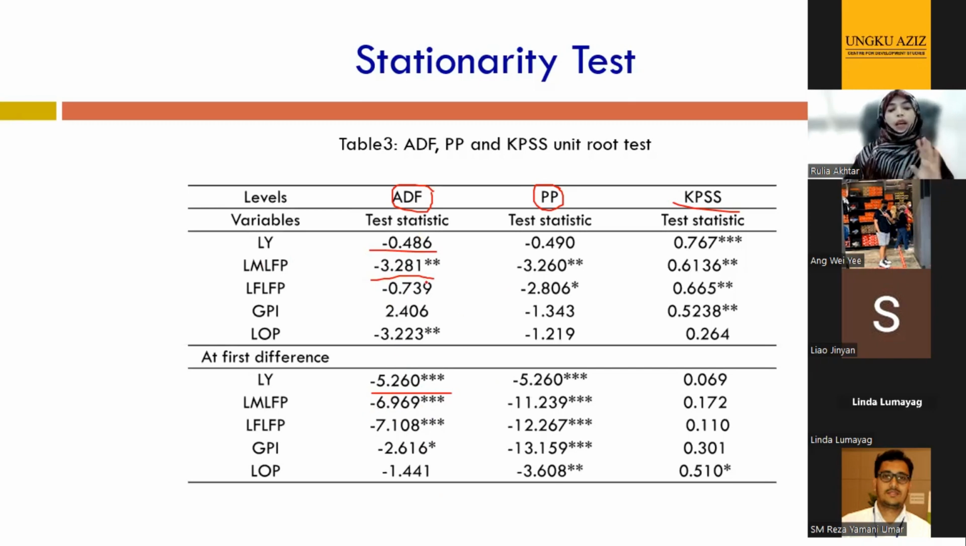Sometimes we do it once here. If it is stationary here, the second time there is no need to do the stationarity test, because the variable is already stationary. Some of the variables, like trade openness, are stationary at level, but once we take the first difference, it becomes non-stationary. So some of the variables are stationary at level and some are stationary at their first difference. Therefore, we can use the ARDL or NARDL model.